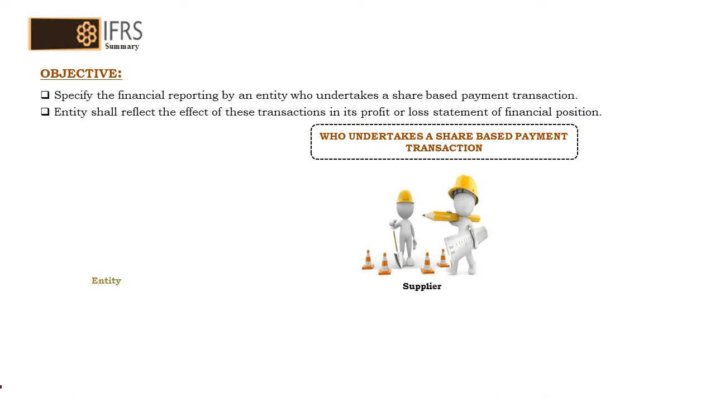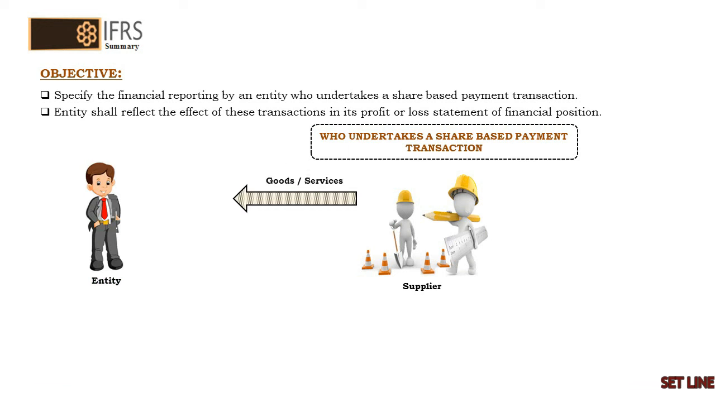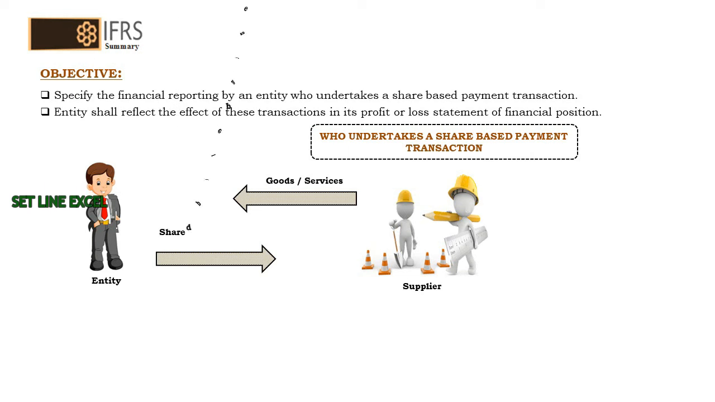Supplier. Entity. Goods/services. Share-based payment arrangements. As this diagram is showing, who undertakes a share-based payment transaction, it can be like this: a supplier will provide goods or services to an entity. This entity can be a person, group, or a company, who undertakes the supplies under share-based payment arrangements.